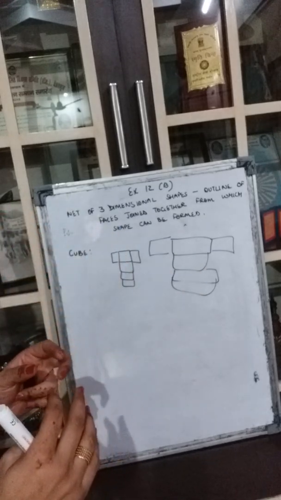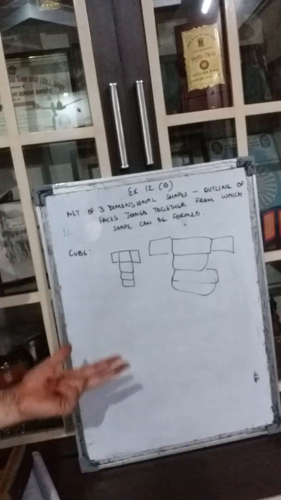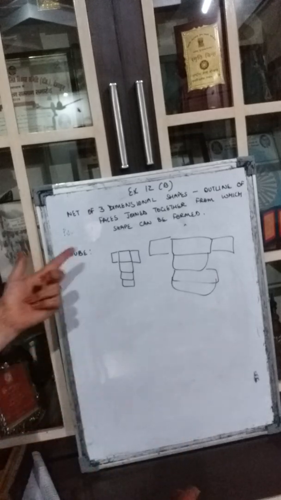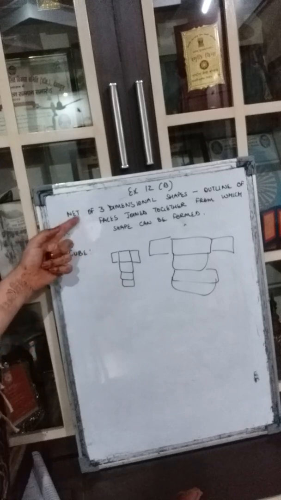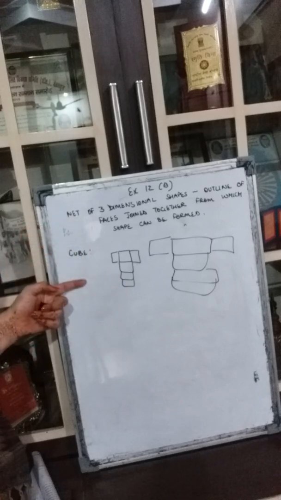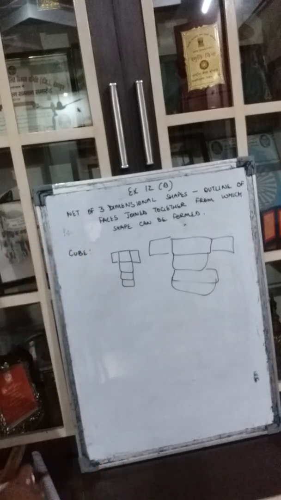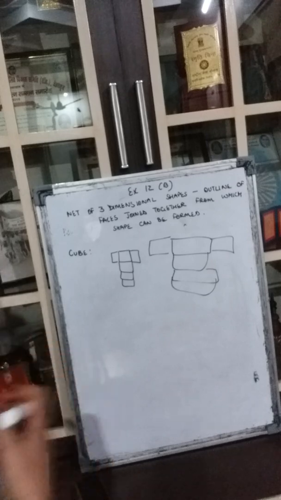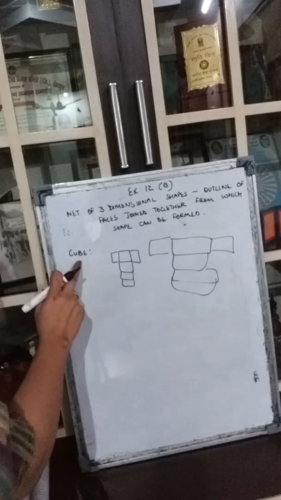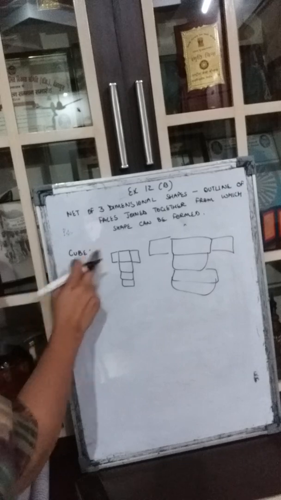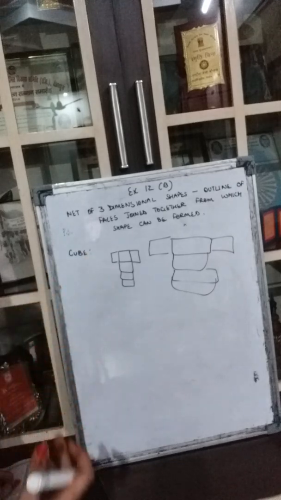So when any three-dimensional shape is opened out, how those faces are joined together is called a net, the net of that particular shape. Girls, you have to learn what kind of net a cube has. It has this kind of net.